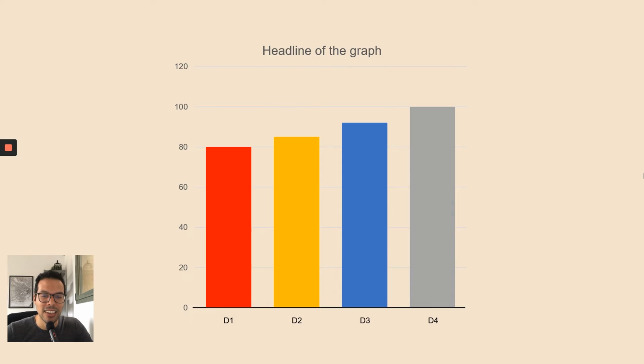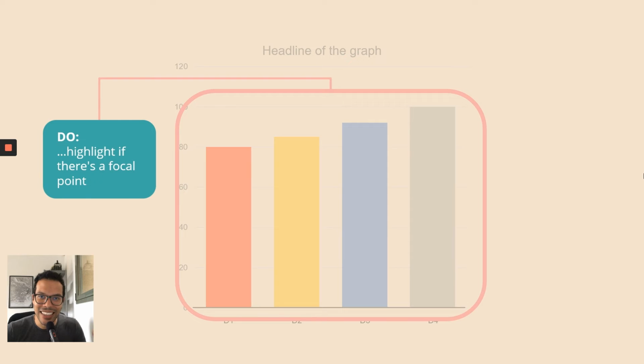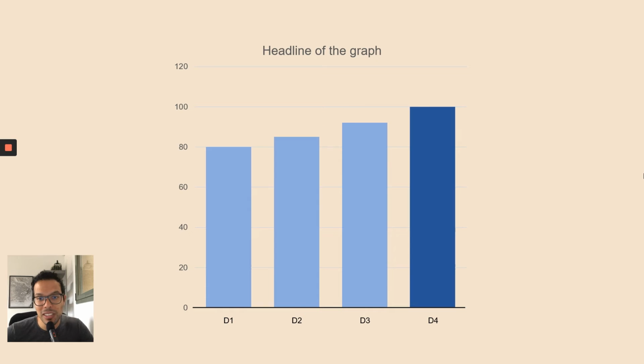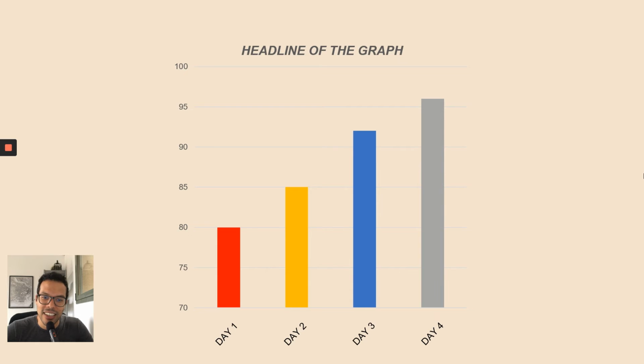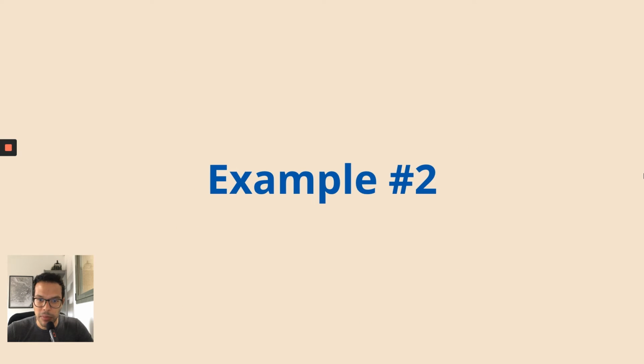And at last, for this slide, I think one of the most common mistakes is adding random colors for decoration or whatever it is. You shouldn't be using that. You should use colors to highlight if there is a focal point. So let's say that day 4 is the focal point and it should look like this. You see, now it's much cleaner, much nicer, and as an audience member, I know where to look: day 4. Look how it used to look and how it's looking now. Much better, isn't it? Okay, let's jump to example number 2.